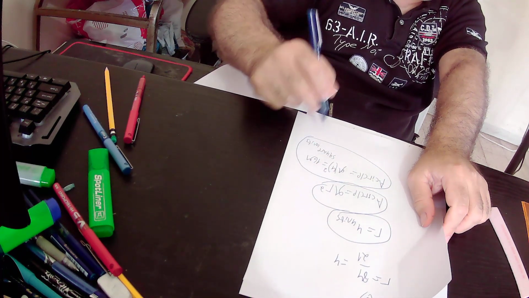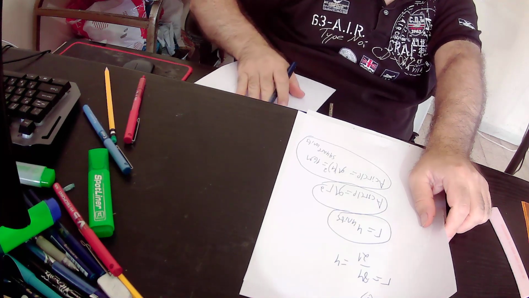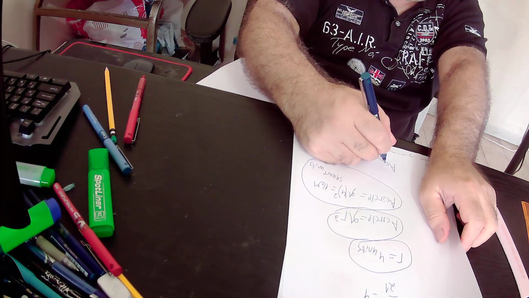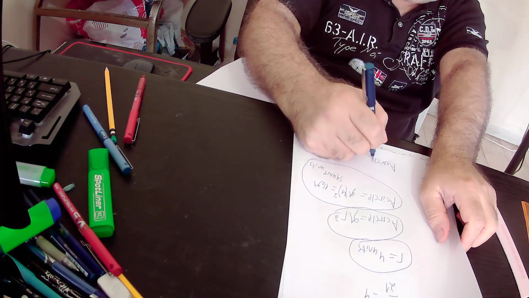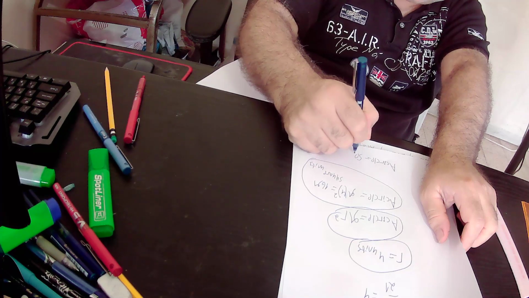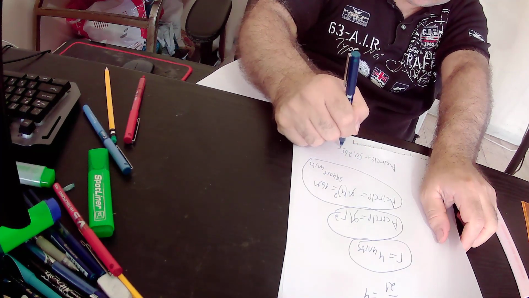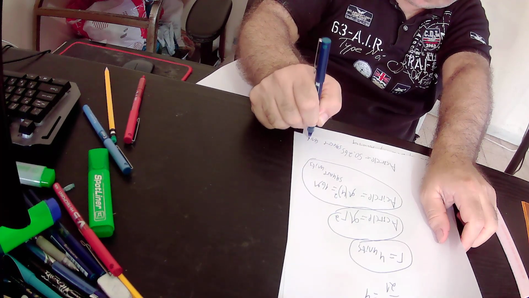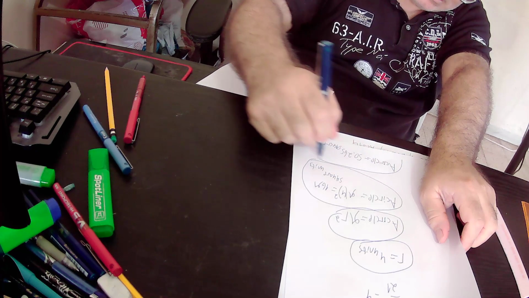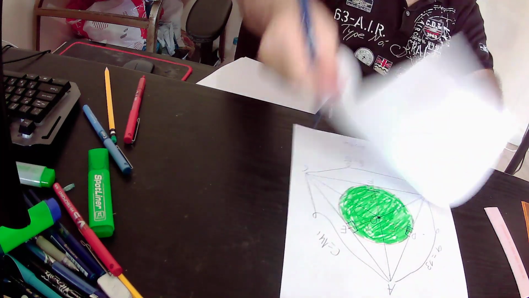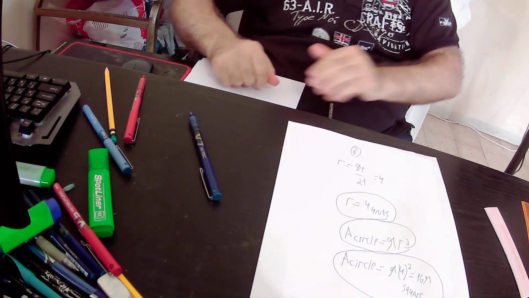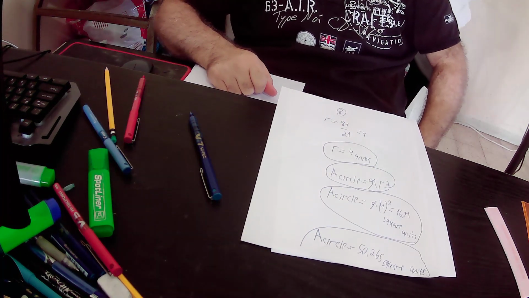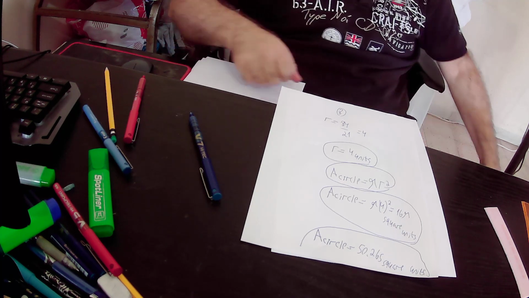The area of the green circle equals 16 times pi square units. So in terms of numbers, the area of the green circle equals 50.265 square units, or 16 pi square units.